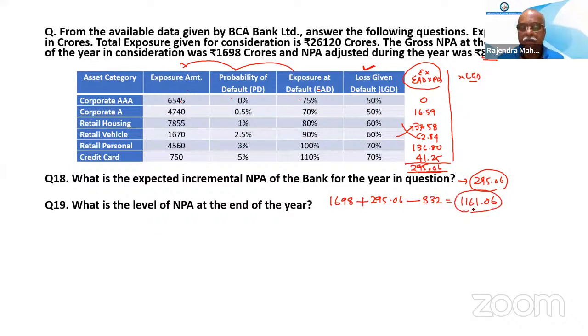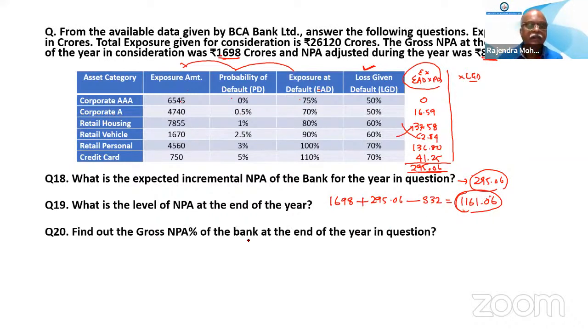1161.06. This is the NPA level, which will be at the end of the year. Earlier 1698 was there. Now due to adjustment of 832 and incremental of 295, we will have 1161.06 as the NPA. Now calculate the gross NPA percentage of the bank at the end of the year in question. What will be the gross NPA?